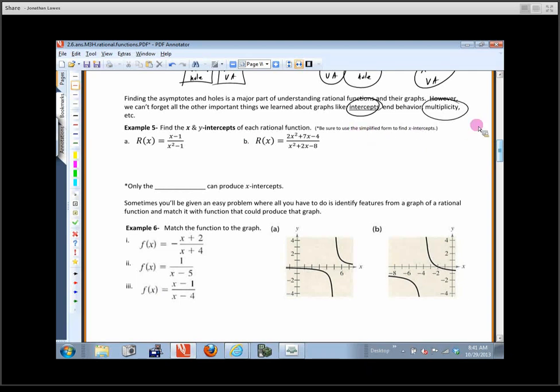Okay, so here's what I mean by that. The easiest thing to find on these is the Y-intercept. So if I plug in a 0, you can just look at this. If I plug in a 0, the numerator is 0 minus 1, that's negative 1 on the top. 0 minus 1 on the bottom, that's negative 1 on the bottom. So what do I get? I get a positive 1. Okay, so there's the Y-intercept.